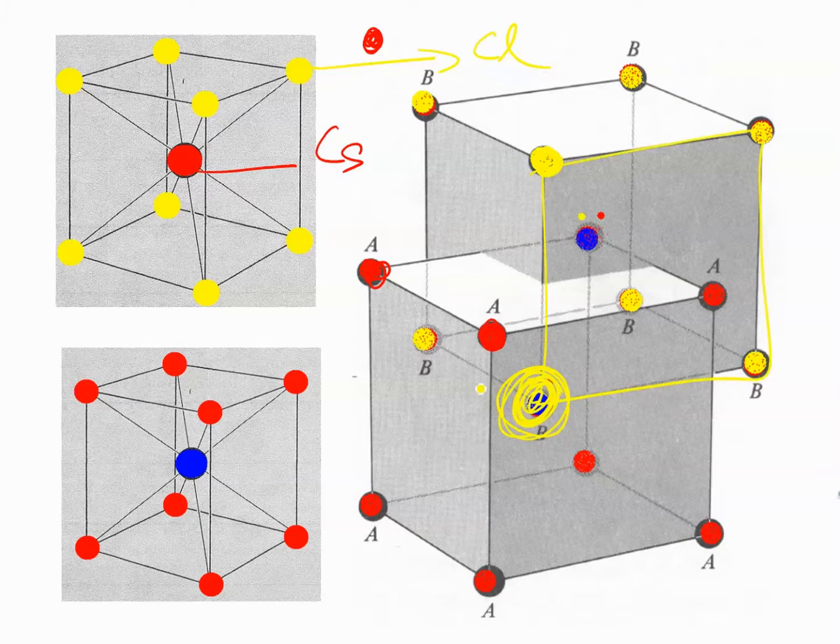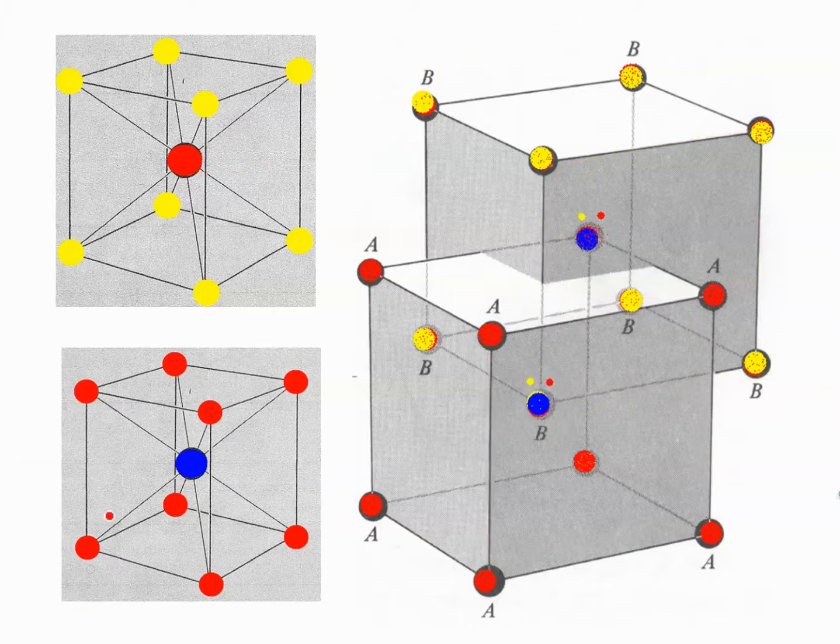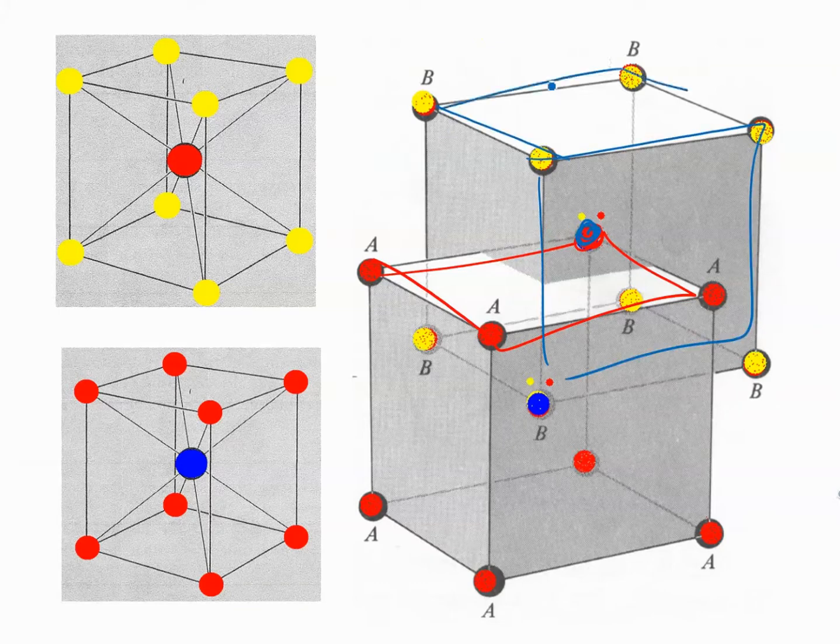But then when we build the structure, when we combine all the unit cells, then you can see that this yellow chloride becomes the center of this cesium. At the same time, the corner of the cesium will become the center of the chloride in 3D. It's a little bit difficult for you to imagine, but you try to think about it.